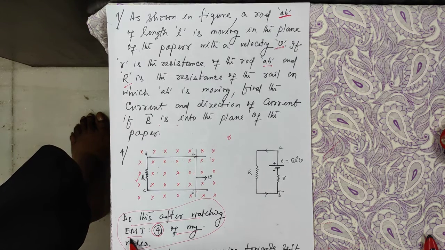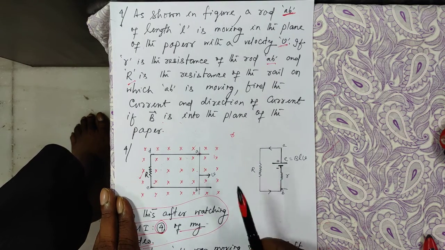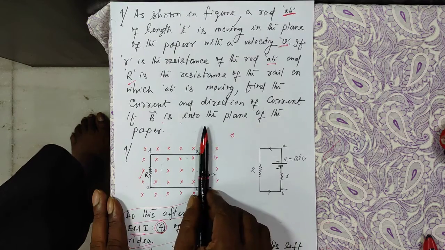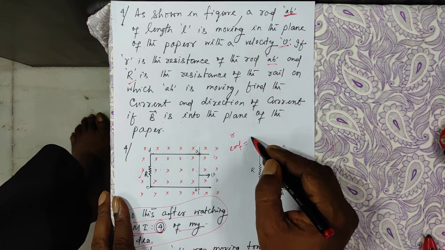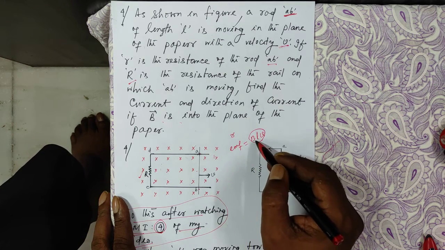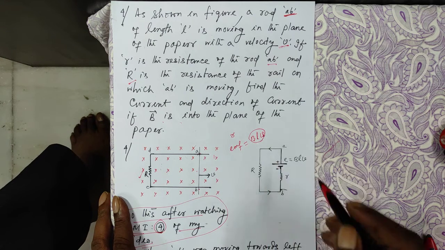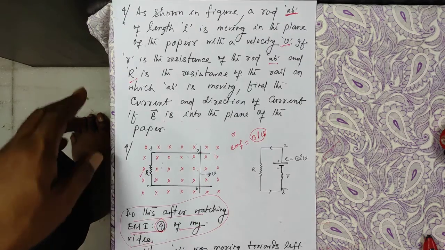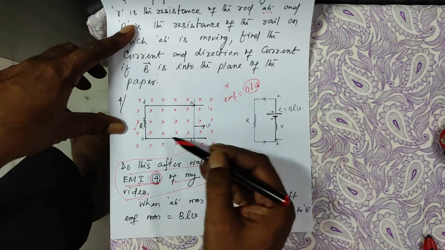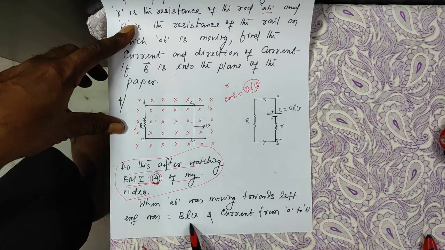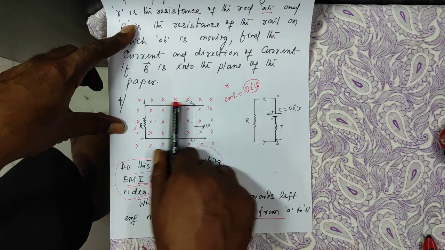And we had derived in EMI lesson 4, when a conductor lying in the plane of the paper and the magnetic field is into, when the conductor moves to this side or this side, the EMF developed was equal to BLV, where B is the magnetic field, L was the length of the conductor, V was the velocity of the conductor. When AB was moving towards left, EMF was BLV and the current was from A to B.